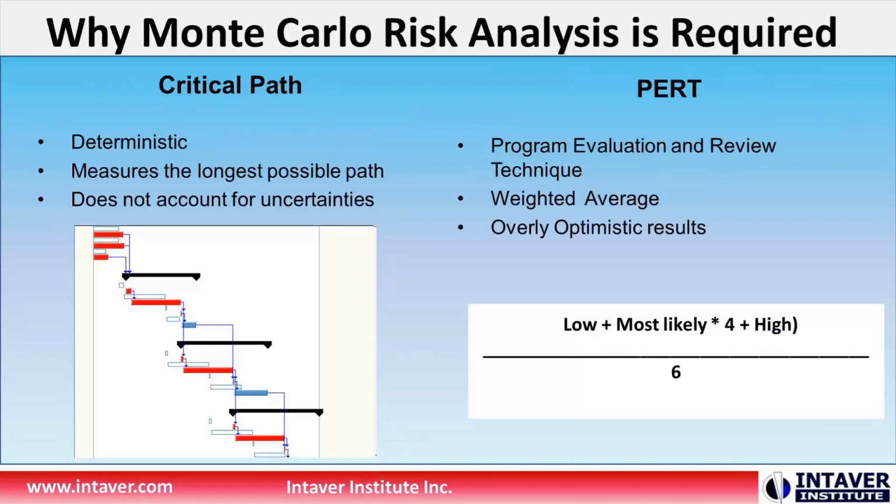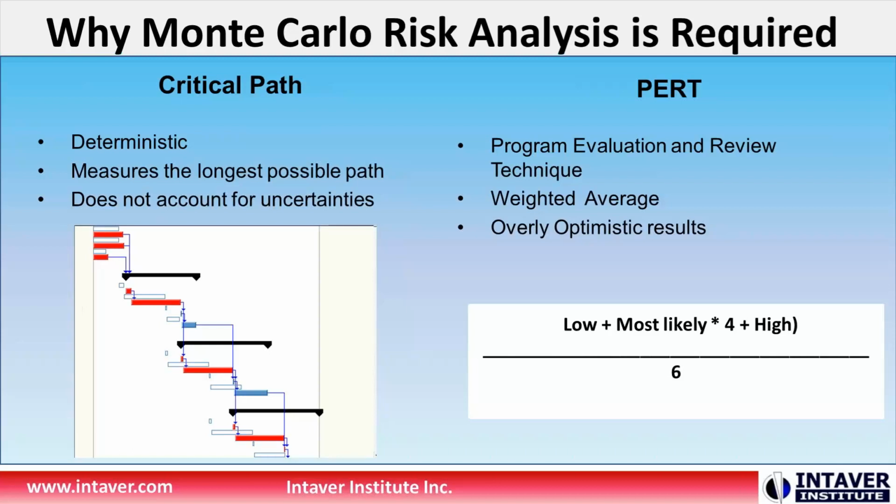So why do you have to use Monte Carlo as opposed to, let's say, critical path? I've just brought up two, critical path and PERT. Critical path is deterministic, and it measures the longest possible path that the project plan, the schedule, could take. The problem with it is that it doesn't account for uncertainties, and we'll take a look at some of the things that it doesn't account for. And PERT is the Program Evaluation Review Technique.